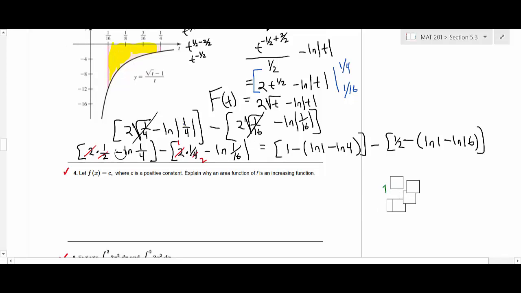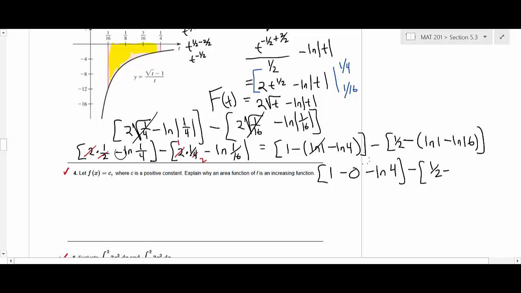Everybody with me there? Sometimes the hardest part of these problems is the arithmetic, not the calculus necessarily. Let's see if we got any cancellations. So this is 1. The ln of 1 is what? 0. That shows up all the time. Then I have minus ln 4. Then I go to this one. I've got a half. Minus.